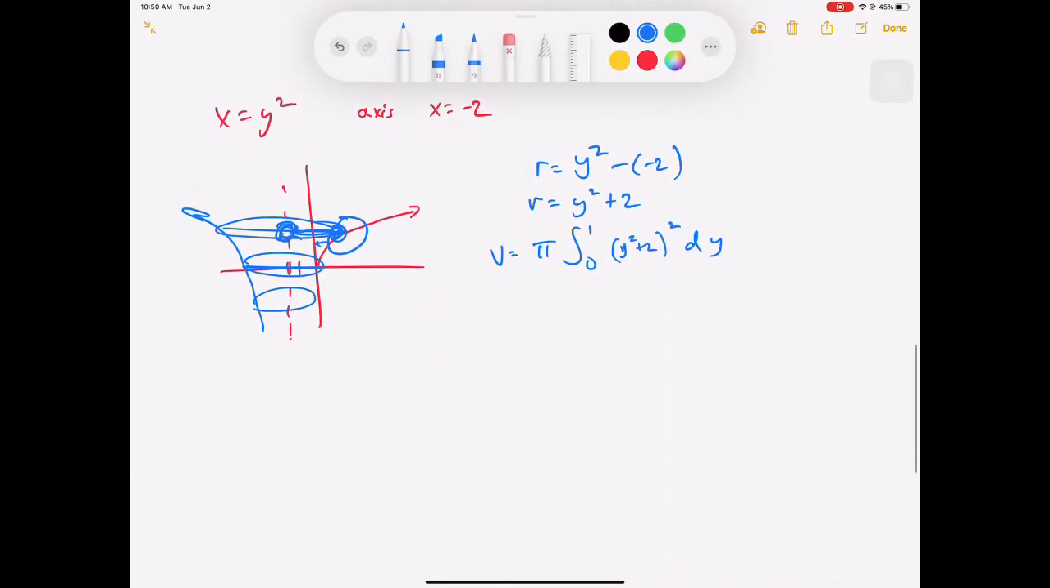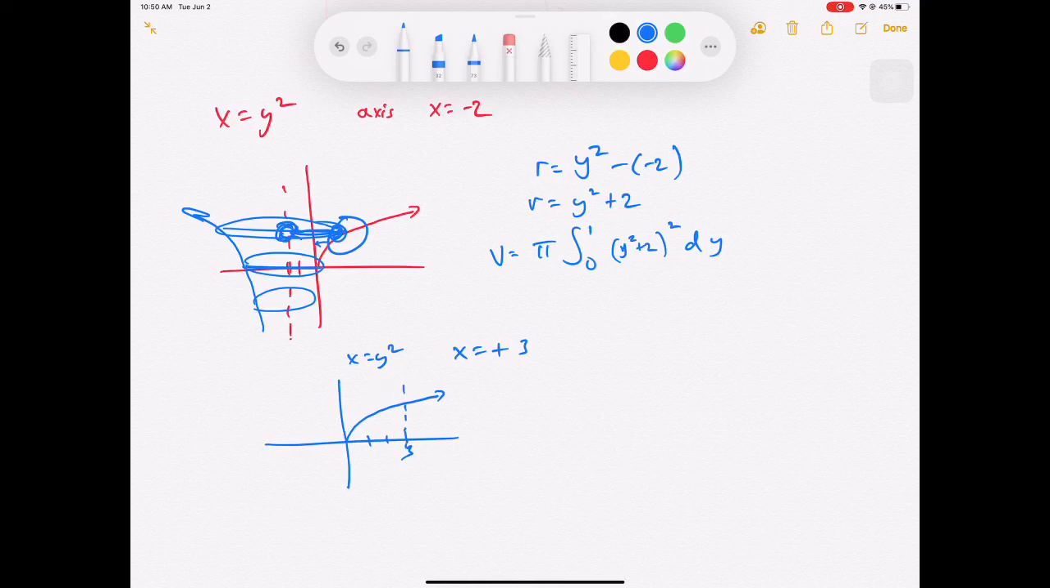Okay, what about if my axis of rotation is on the right side of my graph? So x equals y squared. My axis is going to be x is equal to a positive 3 now. So 1, 2, 3. We have a parabola being drawn, a sideways parabola. And we're going to spin this along the right side here.